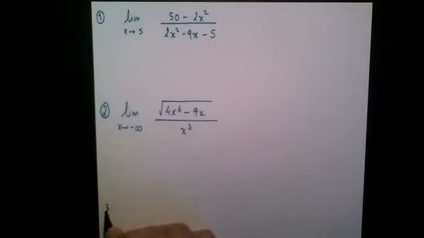A third one here. The limit as x approaches 3 from the right of the absolute value of 6 minus 2x over the square root of x minus 3. Okay, so start with these three.